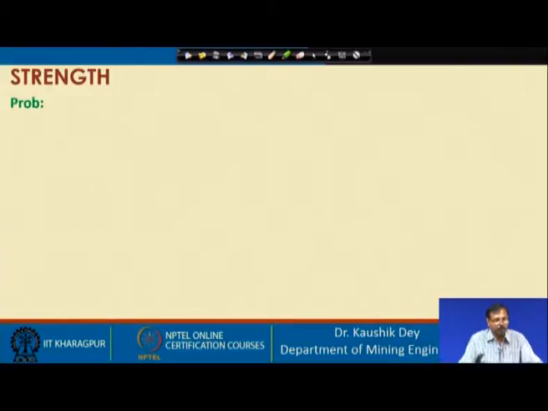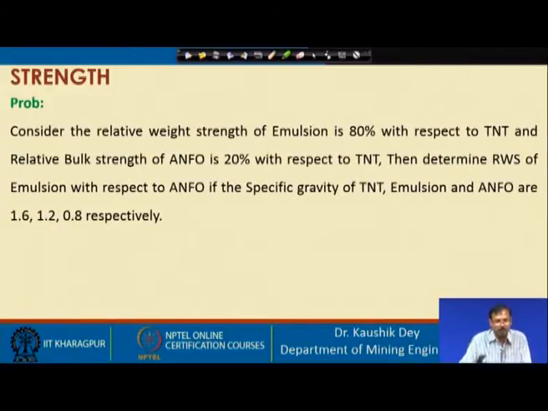Now, let us solve one problem so that we can understand the dependency of these strength parameters: absolute strength parameters, relative strength parameters, absolute bulk strength, relative bulk strength, absolute weight strength, relative weight strength, and how they are interdependent. Let us solve two problems; we can understand easily by solving them.